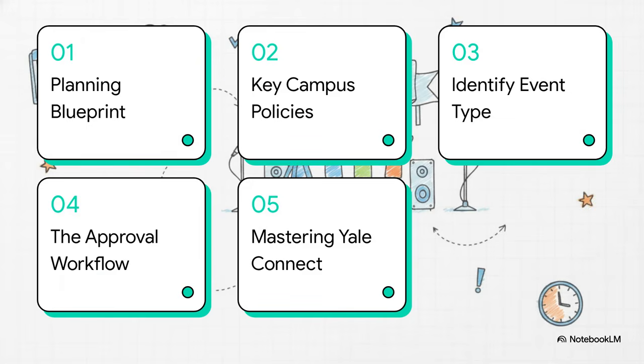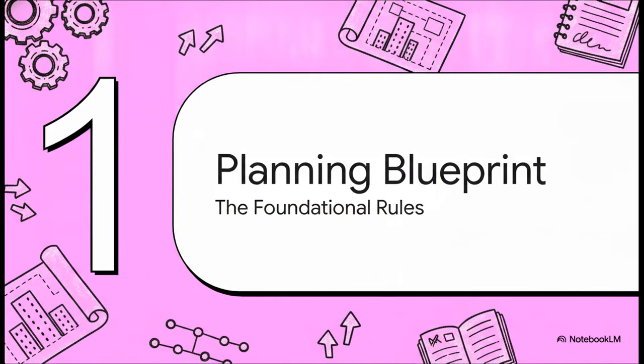Today, we're going to cover 5 main things: the event planning blueprint, navigating key campus policies, identifying your event type, the approval workflow, and finally, mastering Yale Connect. Let's dive right into Section 1, the event planning blueprint.